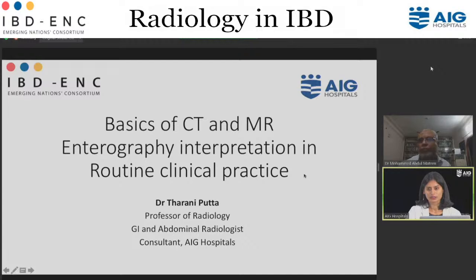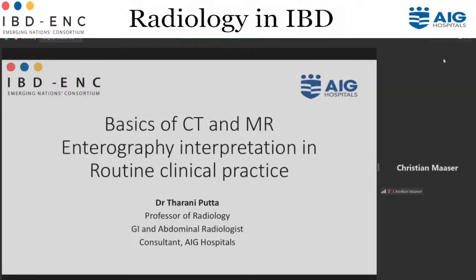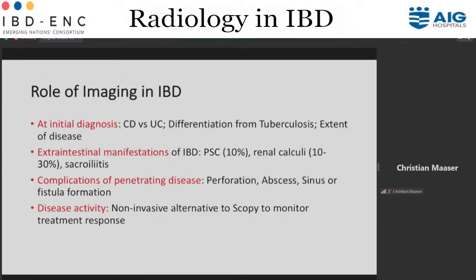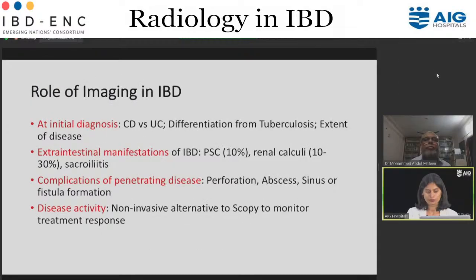Good evening. So over the next 20 minutes, I'm hoping to cover some basics in interpretation of CT enterography and MR enterography in routine clinical practice. So what is the role of cross-sectional imaging in IBD? Of course, for initial diagnosis to differentiate between Crohn's disease versus ulcerative colitis, and in endemic countries like India, differentiation from tuberculosis. Of course, this is not always possible, but quite frequently can be done.